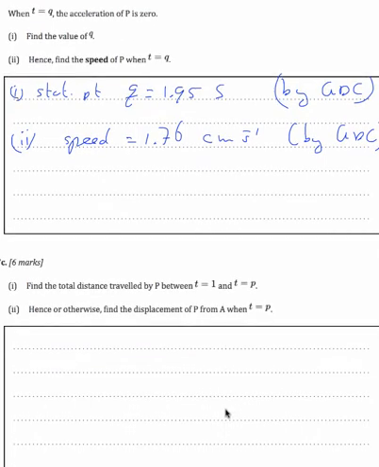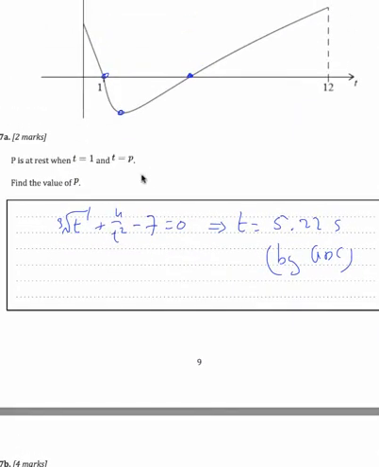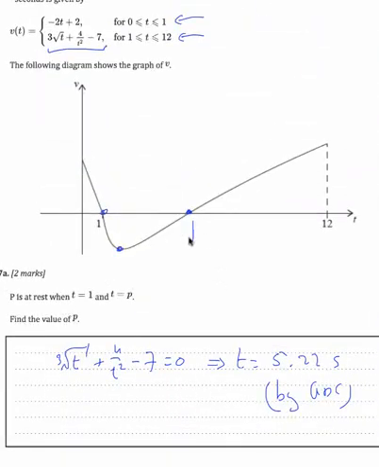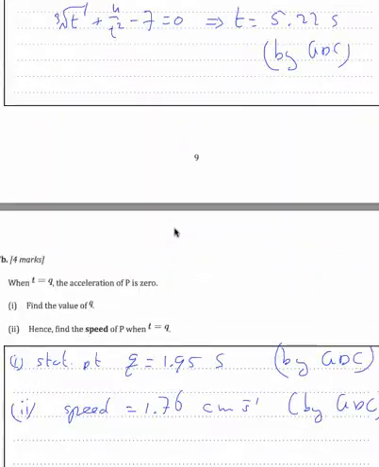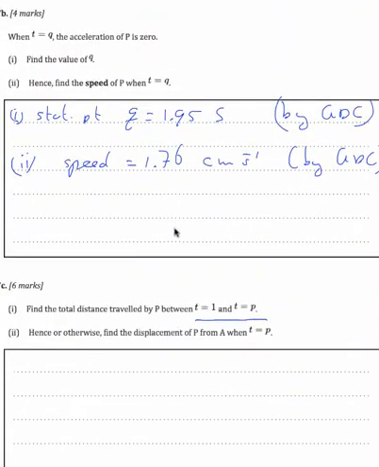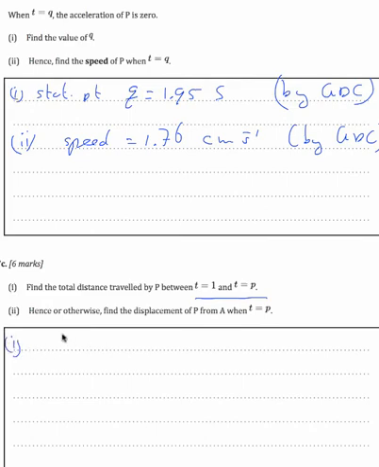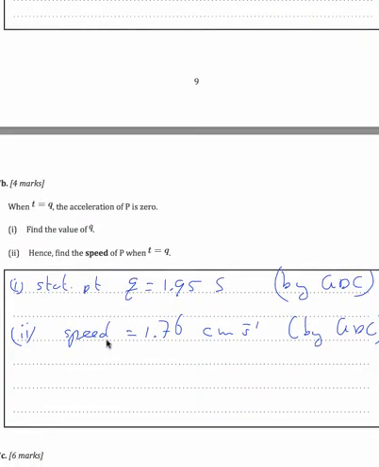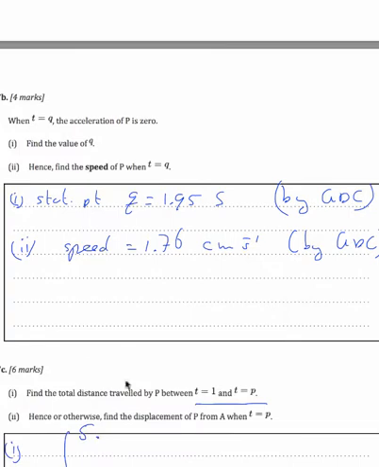Find the total distance traveled between t equals 1 and t equals p, which was here, right? So find that area. Find the distance traveled between them. Okay, so it's the second part, so from 1 to 5.1, to a few more decimal places, right? 5.218 or something like this.